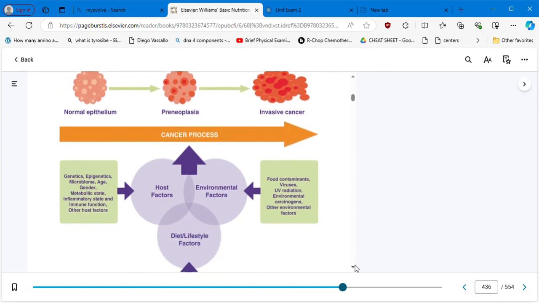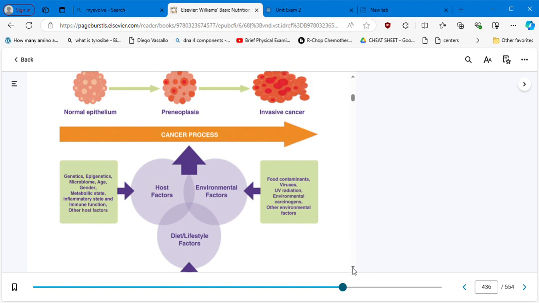So we have the normal epithelium here in this graphic, then the pre-neoplasia. You can start seeing how the irreversible damage in one of the components of the DNA causes these changes. And then the invasive cancer. Probably these cells are ready to metastasize. So this is the picture of one cell. When we have a tumor, there are millions of cells, right?